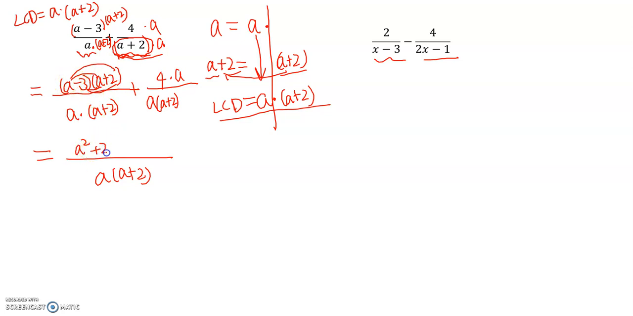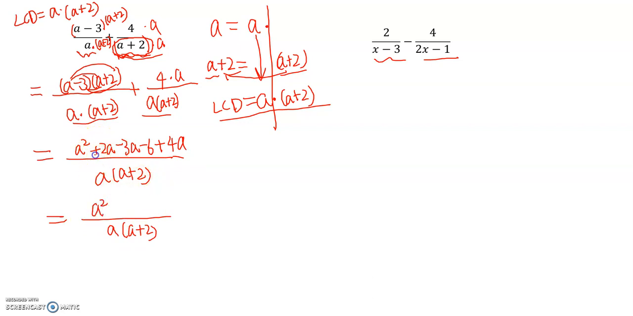So we get a squared plus 2a minus 3a minus 6 plus the second numerator 4a, because we keep the common denominator and add the numerators. Now we have a times a plus 2 in the denominator. In the numerator, we find the like terms to combine.